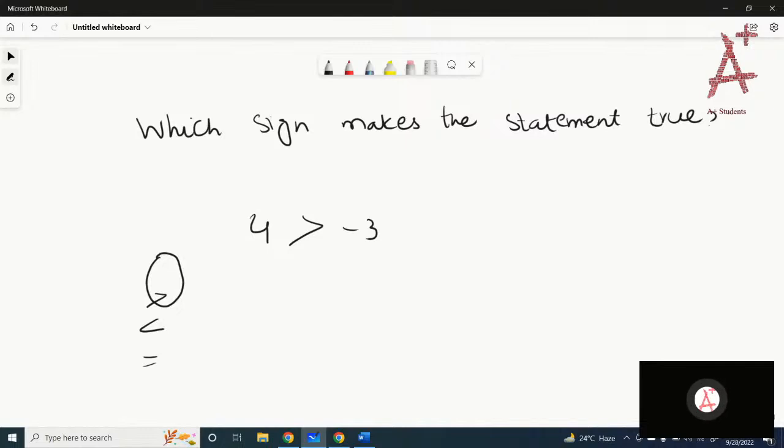Okay, the next one is again which sign makes the statement true, and the numbers you have to compare are 2 and 0.